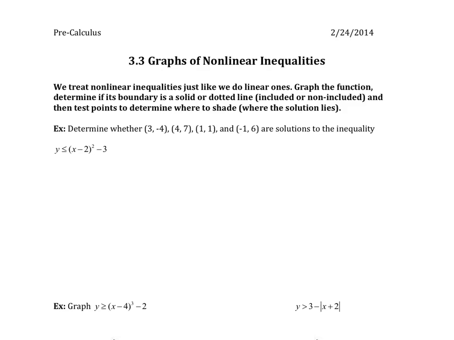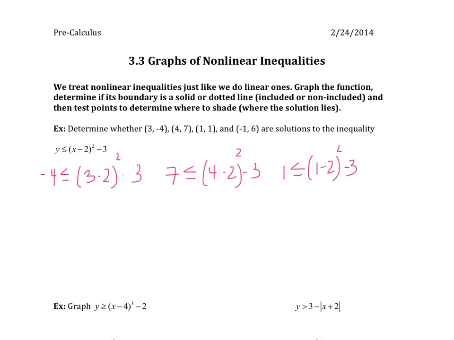In this first example, determine whether these 4 points are solutions to this inequality. All you want to do is test these points out. The first one is -4 for y and 3 for x. The next one will be 7 for y, 4 for x. The next one will be 1 for both values, and then 6 for y and -1 for x.